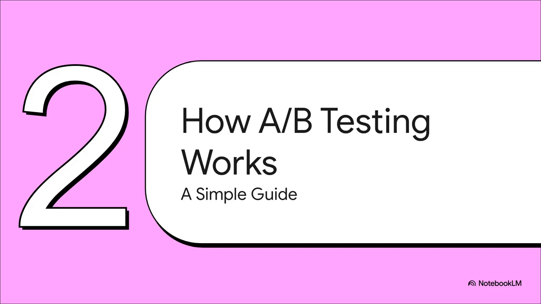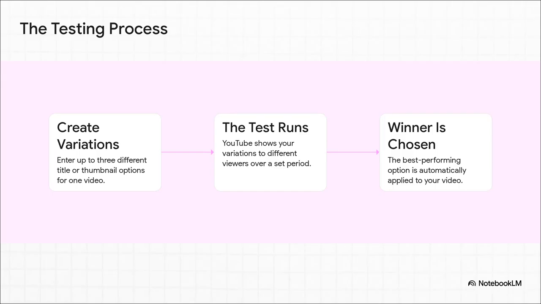Okay, so how does this thing actually work? You might hear A/B testing and think it sounds super technical, but trust me, YouTube has made this incredibly simple. It really just boils down to a 3-step process. And it really is this easy. Step 1, you just put in your different options, your titles, your thumbnails when you're uploading. Step 2, YouTube just takes over. It starts showing your different versions to different groups of viewers to see which one performs best. And then step 3, as soon as a clear winner pops up, YouTube automatically applies it to your video.